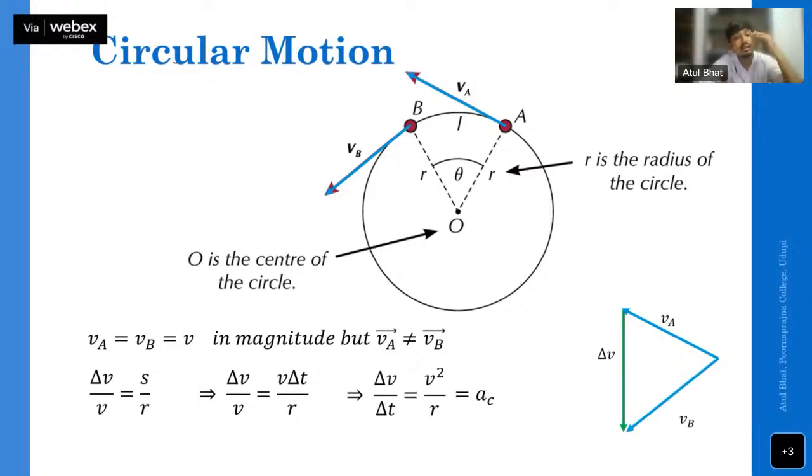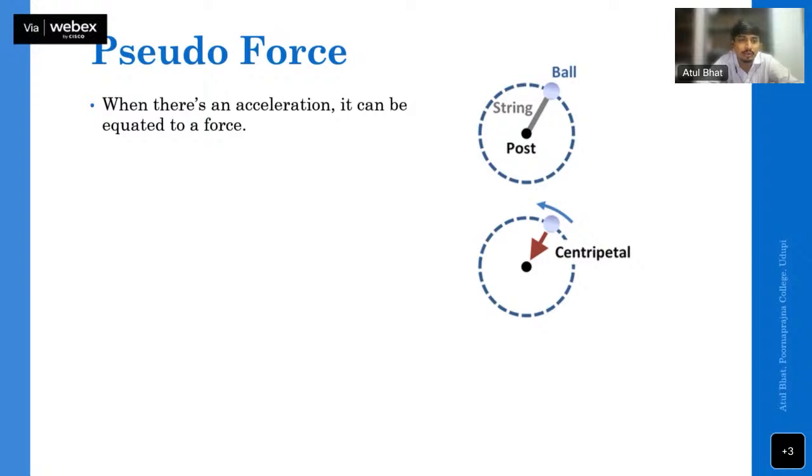Because this acceleration is a change in velocity, we put delta V, and when you do the math, you will get this acceleration is equal to AC, which is given by V squared over R. This is known as centripetal acceleration. We'll use this further, I'll talk about it later.